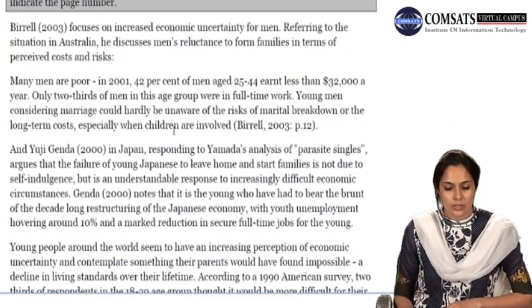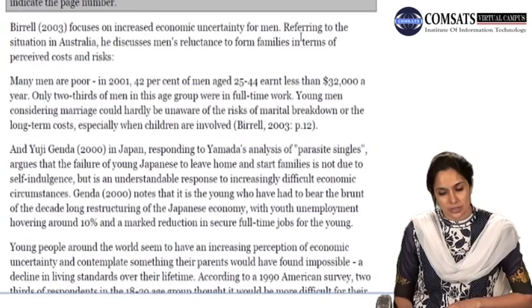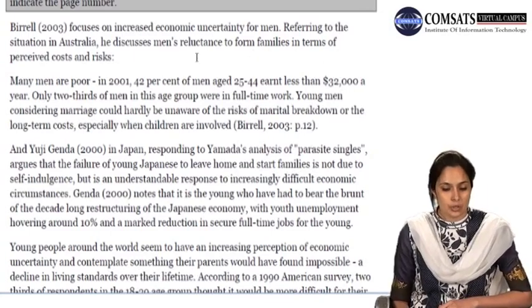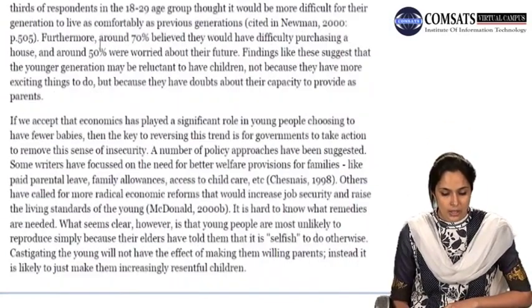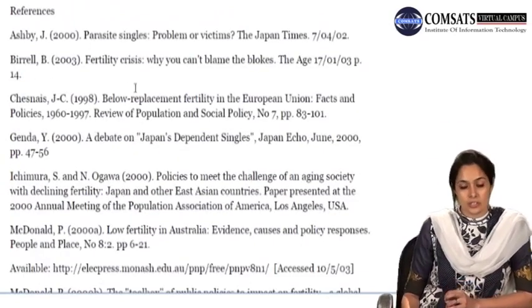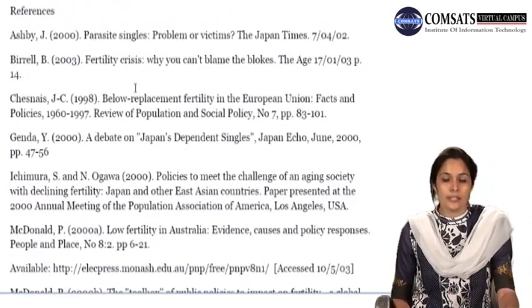Birrell focuses on increased economic uncertainty for men, referring to the situation in Australia. He discusses men's reluctance to form families in terms of perceived costs and risks. There are many other costs and risks, and see, in the end, we have all the references. This is how you have to write your essays.